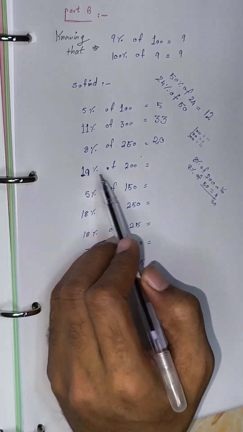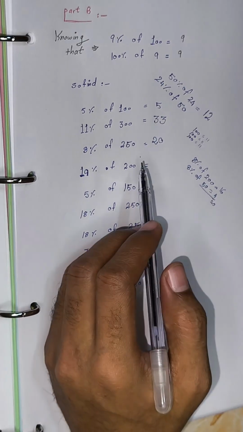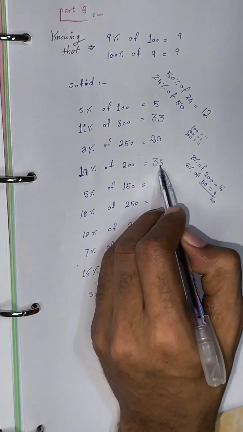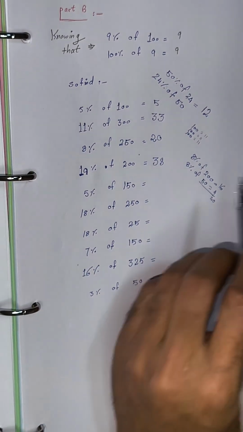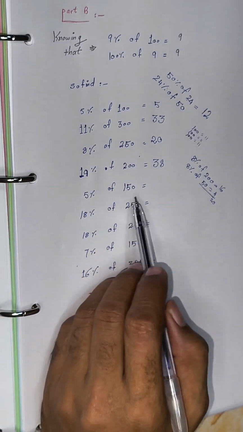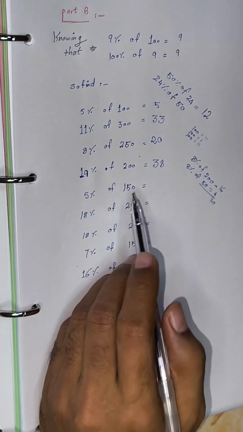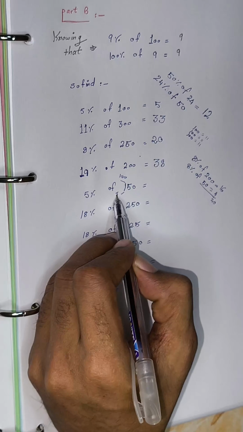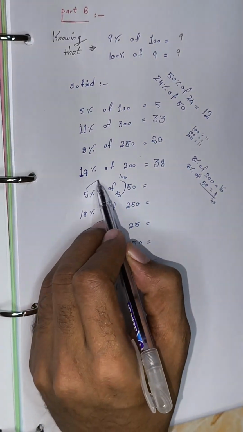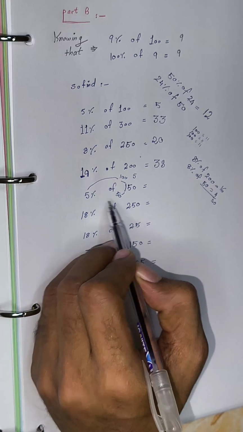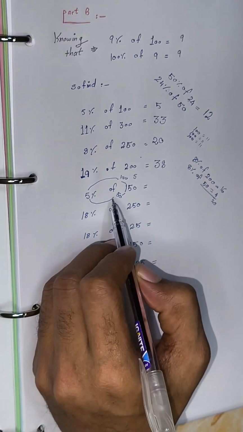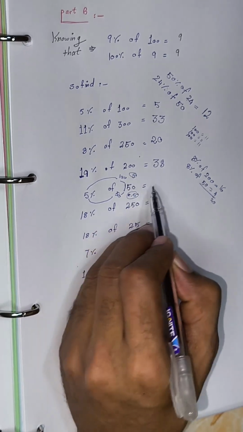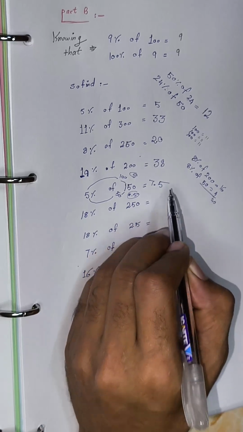Now, 19% of 200 is just 19% twice. So it's 19 plus 19, which is 38. Now look at this one. 5% of 150. So we think of 5% of 100 and 5% of 50. 5% of 100 is just 5. 5% of 50 is half of 5, which is 2.5. Now if we add these together, it's 7.5.